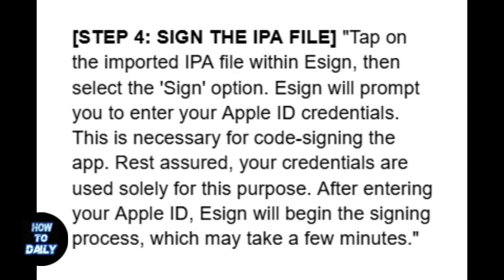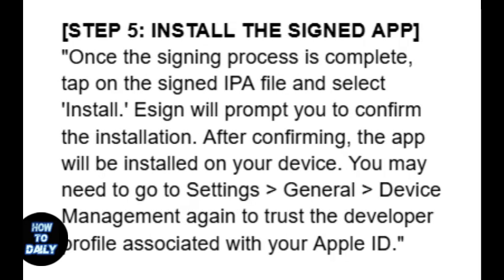eSign will prompt you to enter your Apple ID credentials. This is necessary for code signing the app. Rest assured your credentials are used solely for this purpose. Now once the signing process is complete, tap on the signed IPA file and select Install.